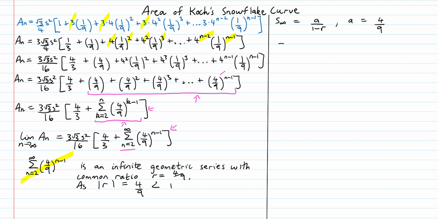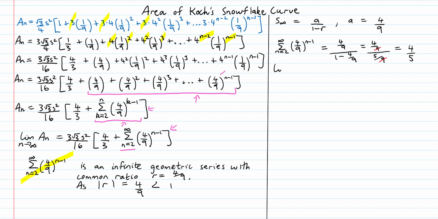So what we're going to have then is our sum going from n equals 2 to infinity of 4 over 9 to the power of n minus 1 is going to be equal to 4 over 9 over 1 minus 4 over 9. So that is equal to 4 over 9 over 5 over 9, and the 9's will just cancel, and that is going to equal 4 over 5.